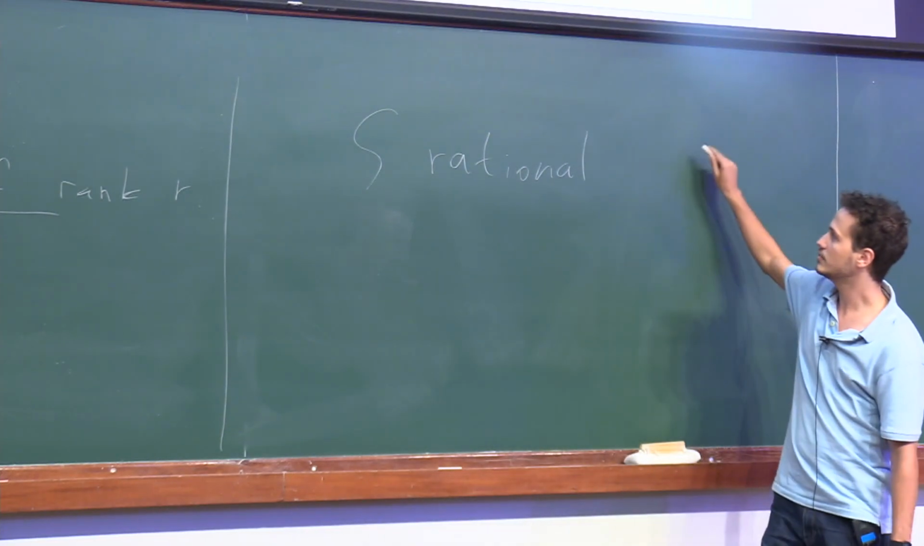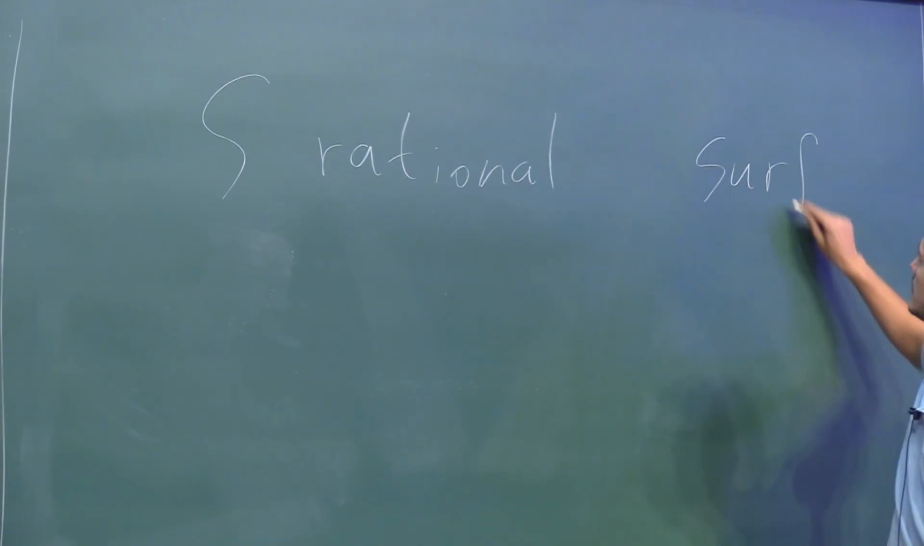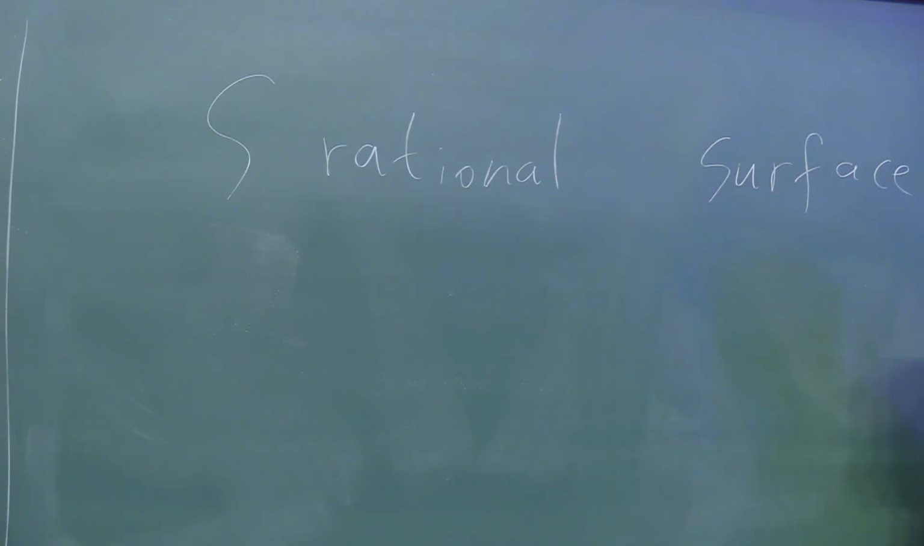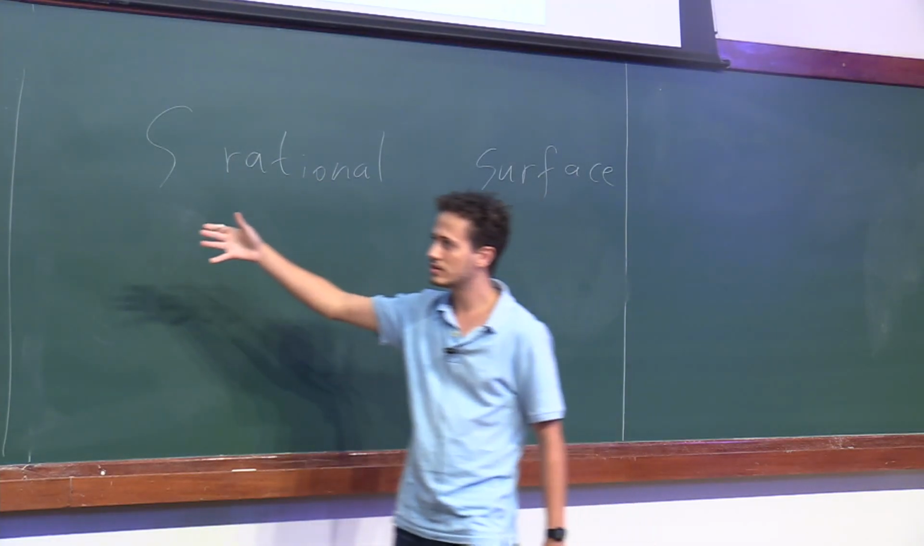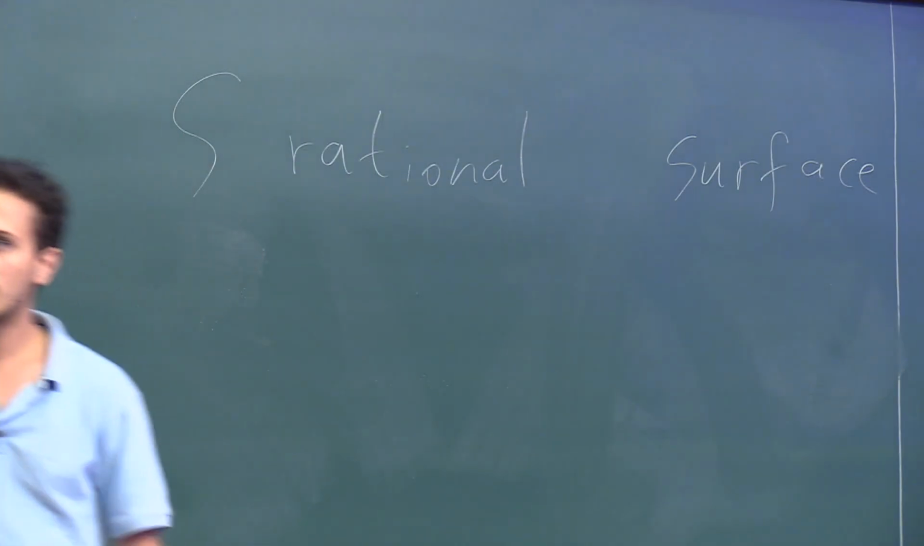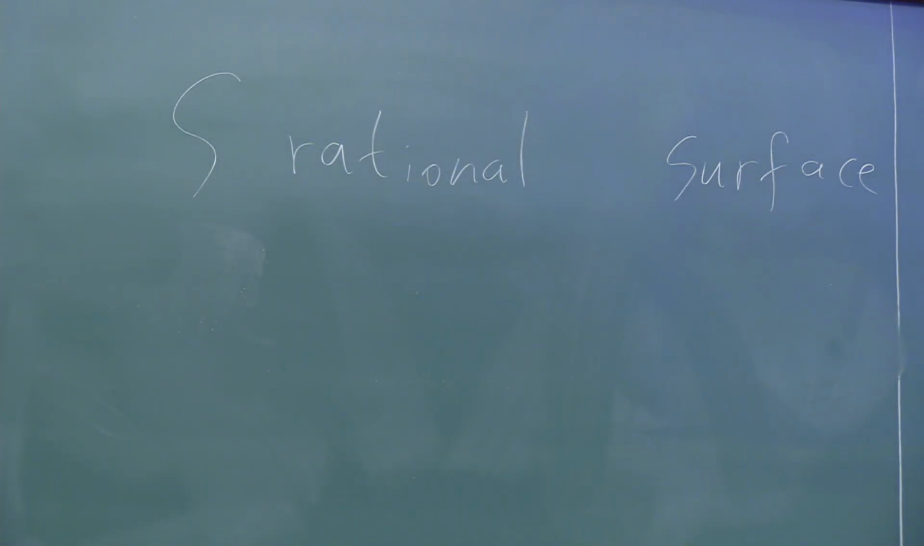So let S be a rational surface, a complex rational surface, and consider a foliation over S. So my question is, what does this foliation look like?